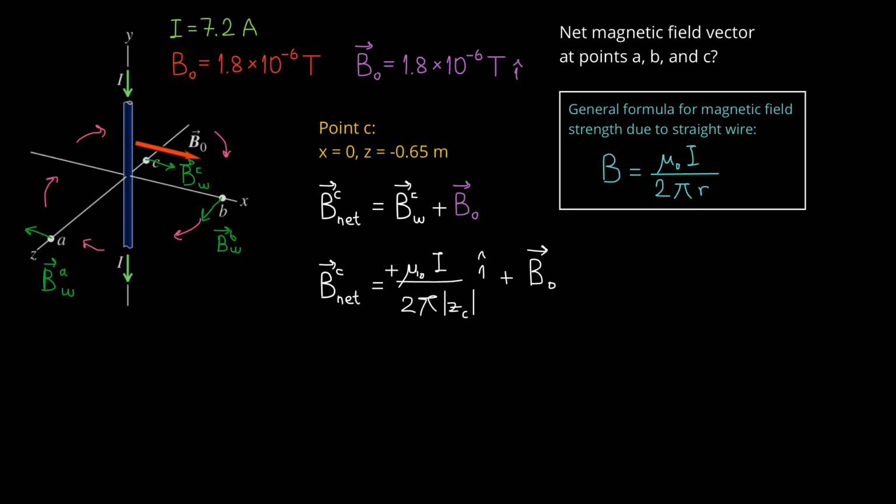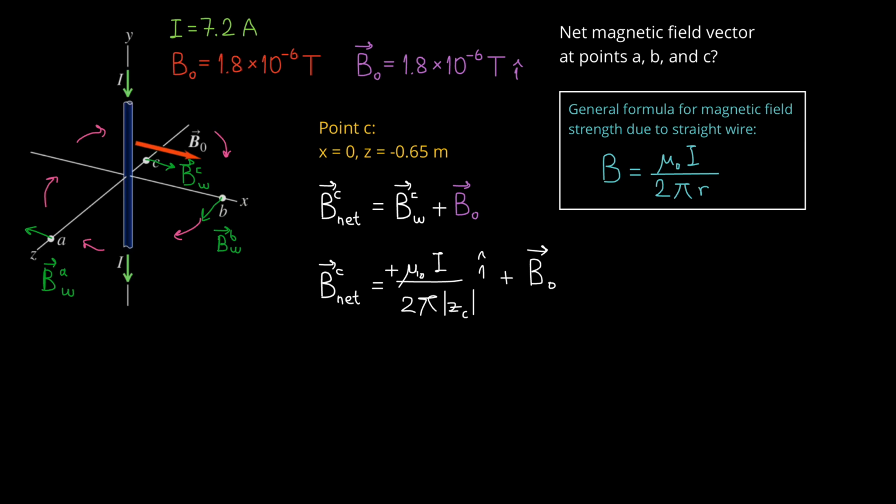Here's the formula for the net magnetic field at point C. The first term represents the magnetic field created by the wire. We have applied the formula mu0 I divided by 2 pi, absolute value of z sub c. That's the z coordinate of point C, but we want it to be positive. That's why I have the absolute value sign. And this first term is again positive. This vector is pointing in the positive x direction, and we also have i hat for that reason. We're also adding the external magnetic field vector B sub 0.